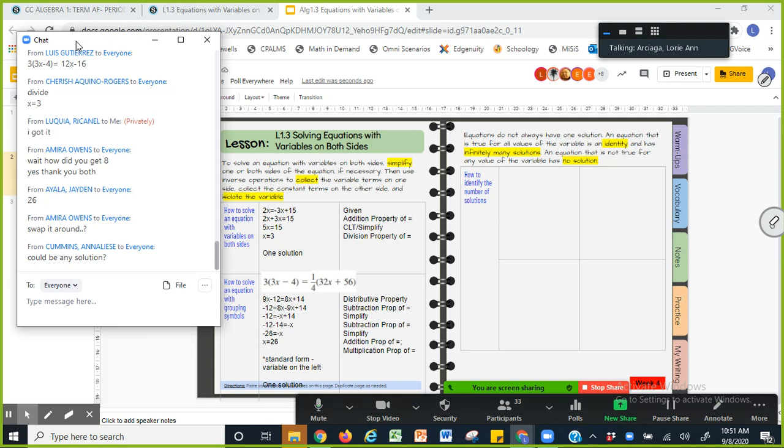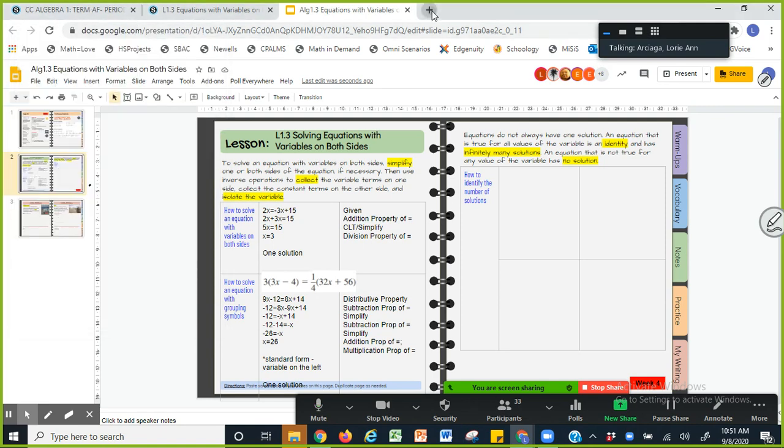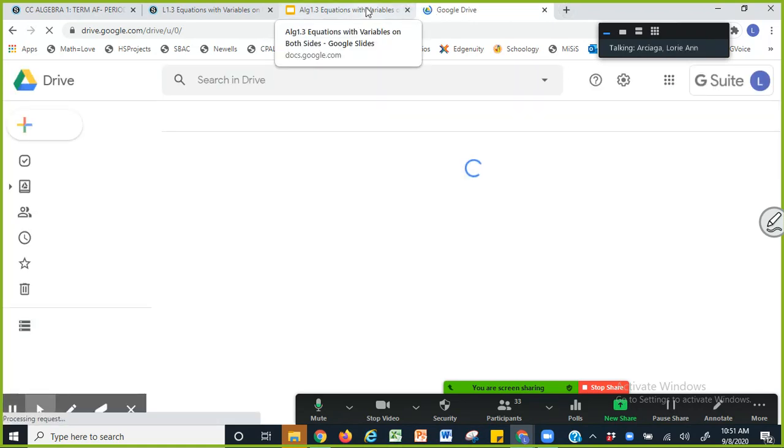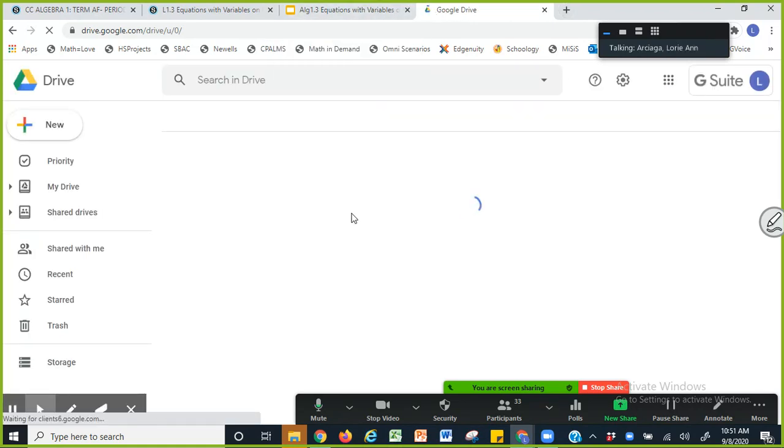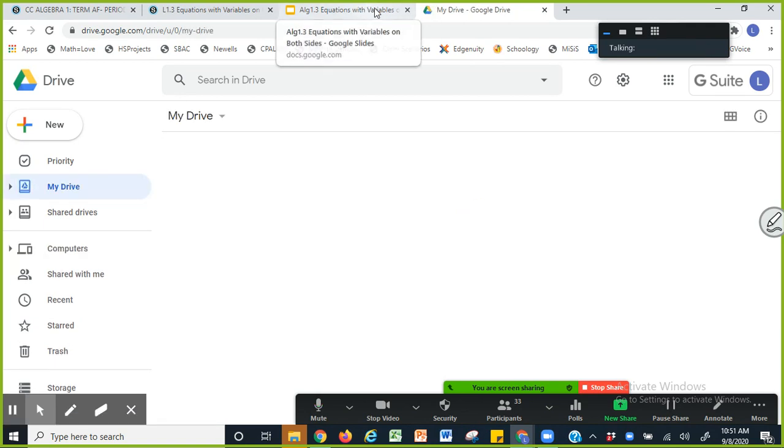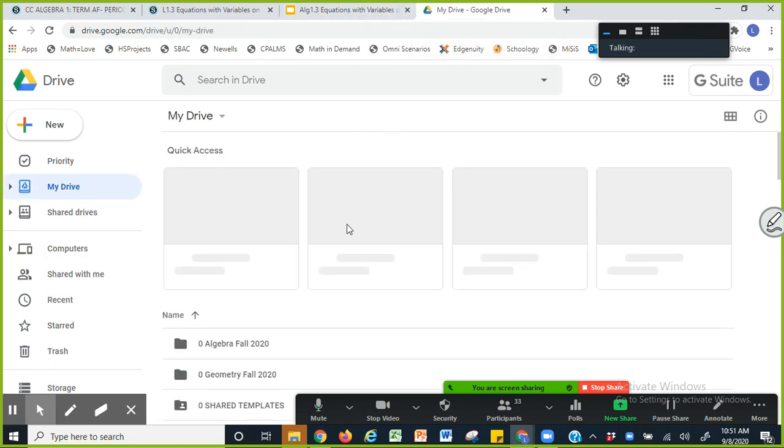All right. Well, let's show them some examples of that. Give me one sec. Let me just pull up something from my drive. I think when I went over this with my period one, I deleted the original problem. So that's why the problem disappeared. Give me one sec.